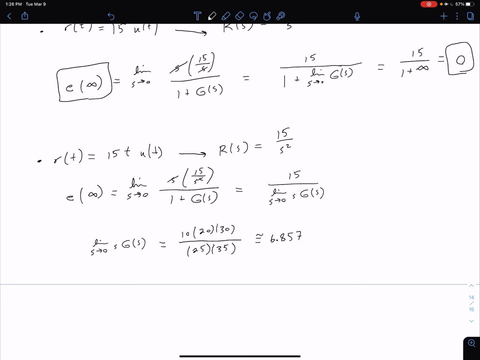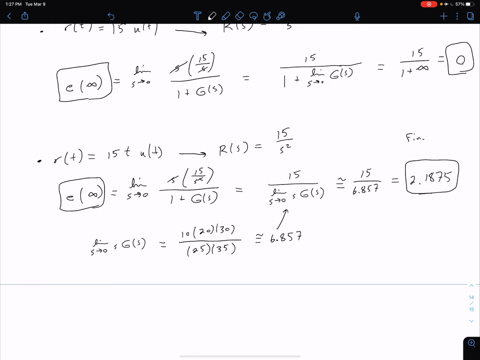But remember, that's not what we're looking for. We need to plug that in for this limit up here. So we get approximately 15 divided by that 6.857, which is about 2.1875. I think that's actually exactly equal to that if we use a stored value. So as expected, for n equals 1 with a ramp input, we get some finite steady state error.